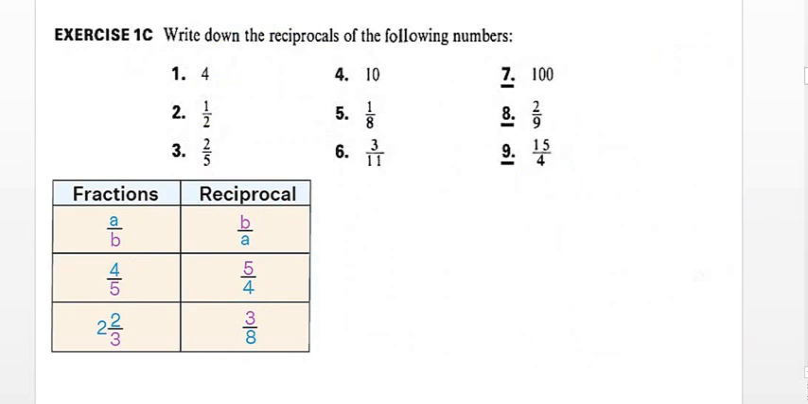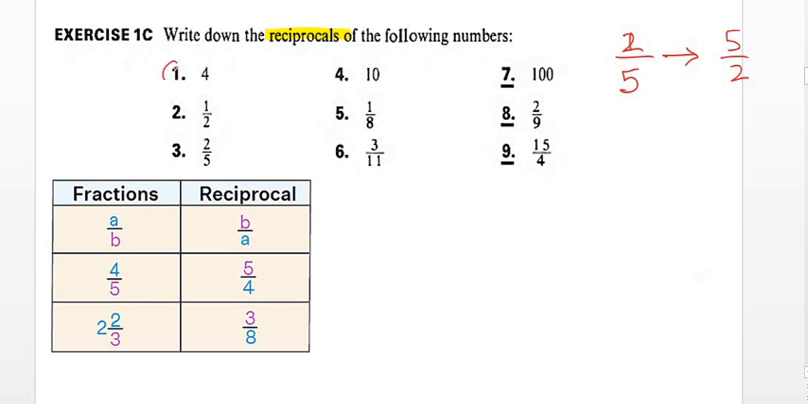Let's see what we have in the exercise. So exercise 1c, first of all it says write down the reciprocals of the following numbers. As I told you, reciprocal means multiplicative inverse. Multiplicative inverse means if you have a fraction, let's say 2 out of 5, then its reciprocal will be 5 out of 2.